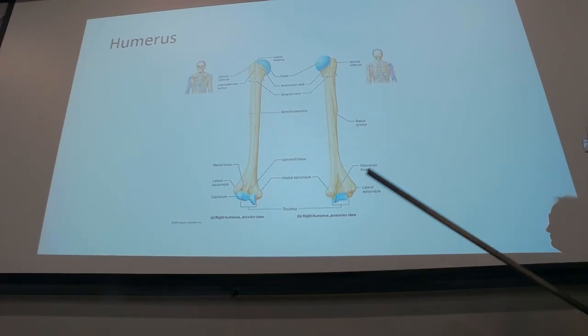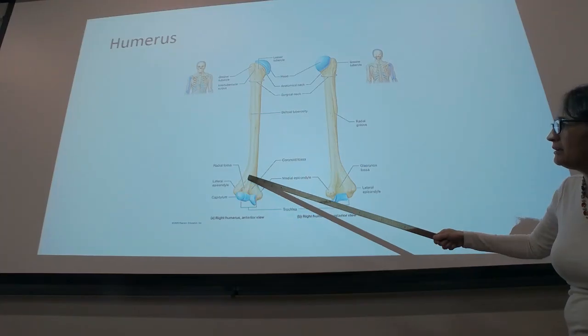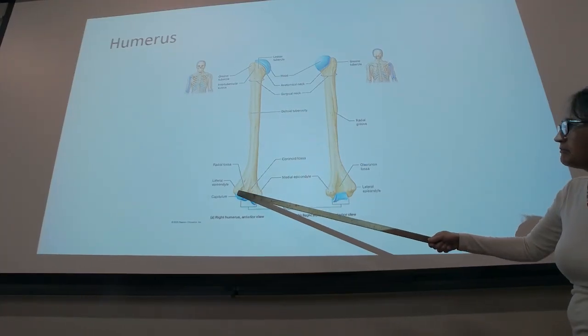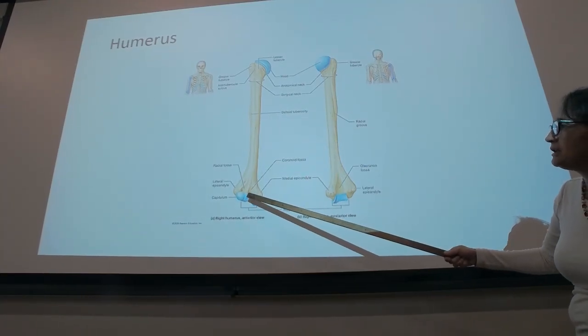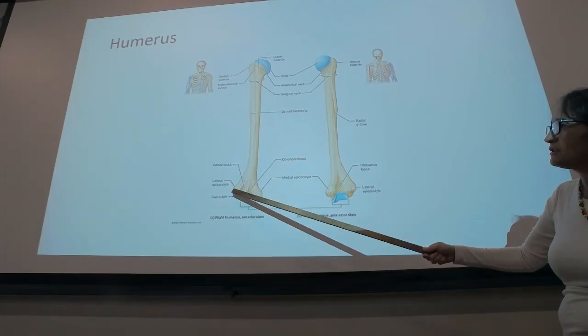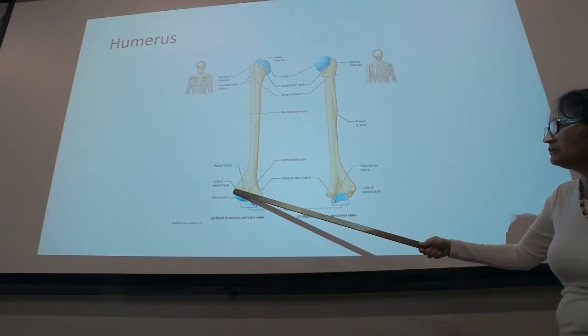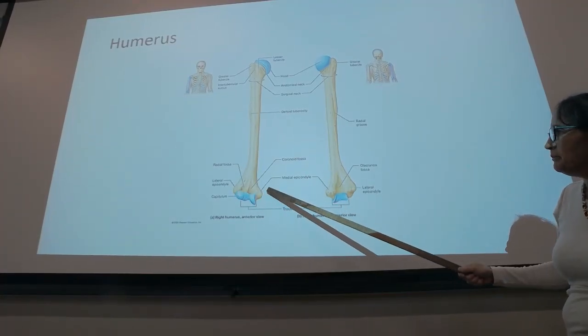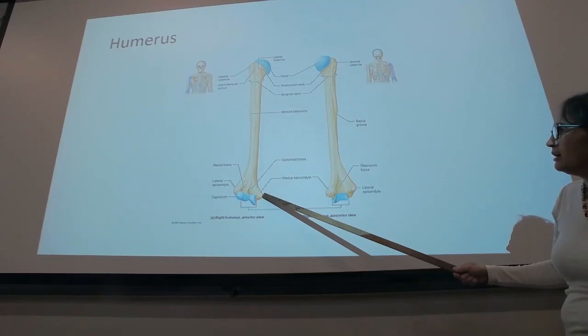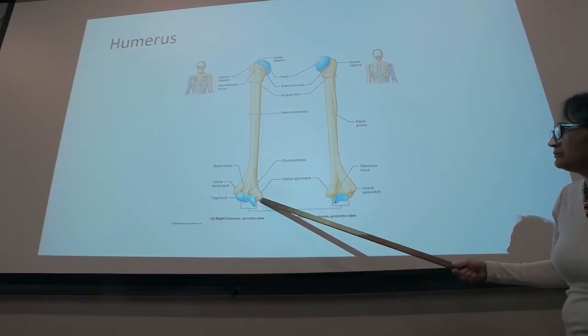And then in between, you have a little line of bone that separates these two fossas. Now, lateral to the radial fossa, we have the lateral epicondyle, and medial to the coronoid fossa, we have the medial epicondyle.